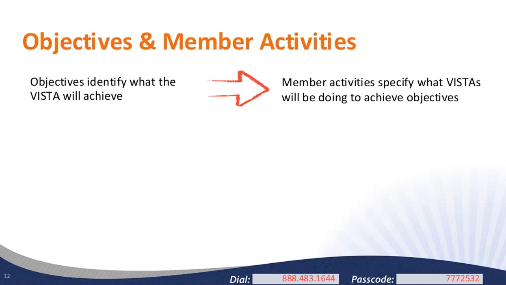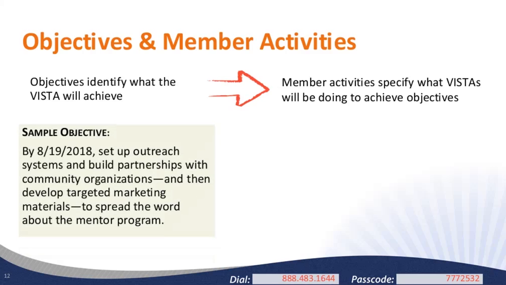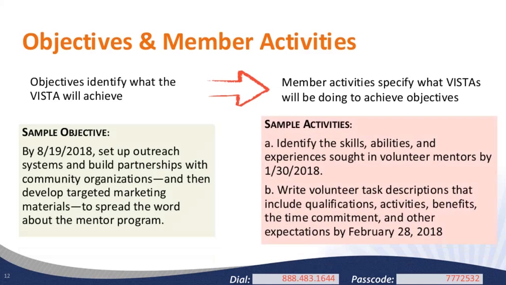So next we're going to move on to objectives. The objectives that you identify for the VAD should articulate what the VISTA will achieve during his or her assignment. Each VAD should include more than one objective and include completion dates for each objective. And the objectives should form a bridge between your goal statements and the VISTA's activities. So a sample objective from our sample VAD: By August 19th, 2018, set up outreach systems and build partnerships with community organizations, and then develop targeted marketing materials to spread the word about the mentor program. So that's an objective. It's stating what they will achieve.